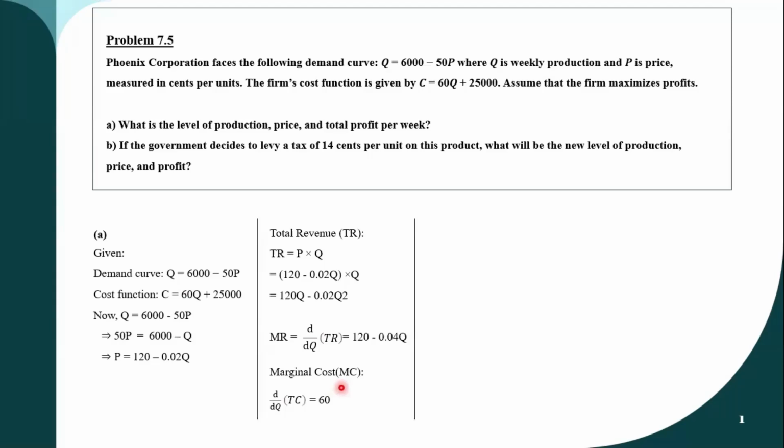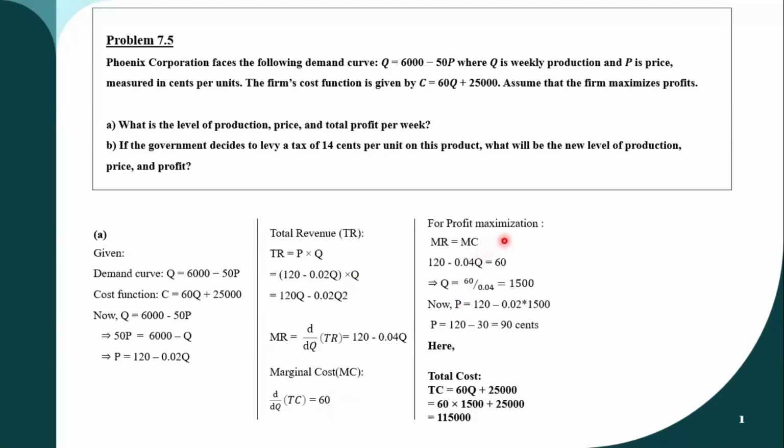The process is the same, because marginal cost means differentiation of TC, or total cost. So d/dQ of TC. TC, or total cost, is given in the question, which is 60Q plus 25,000. If we differentiate total cost, then we find 60, which is the marginal cost. For profit maximization, we know that MR equals MC. We have already found that MR is 120 minus 0.04Q, and it equals MC, which we found to be 60.